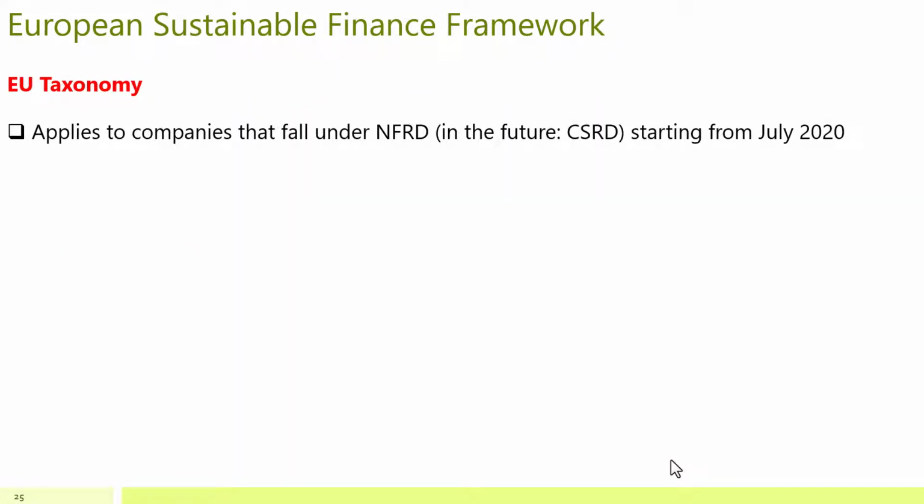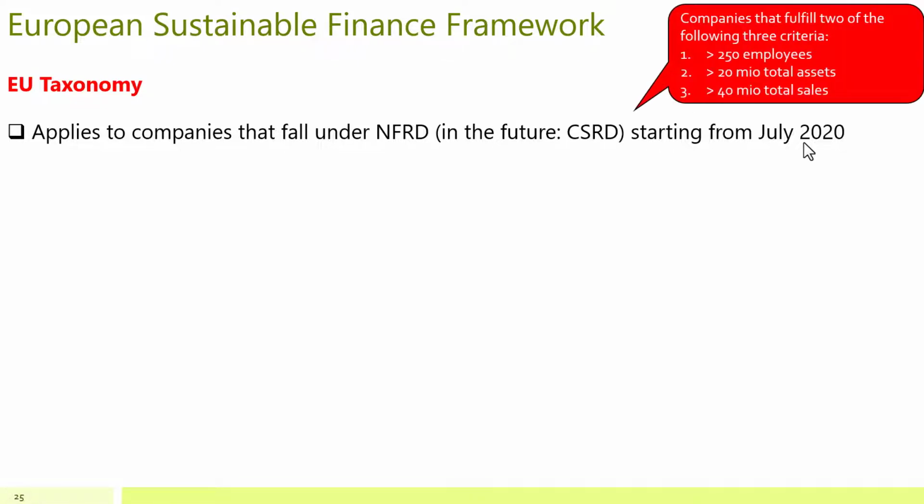Okay, so to which companies does this taxonomy apply? Well, it applies to all companies that fall under this NFRD. Just remember that's the directive that will be changed and adjusted by the CSRD. And these rules already started from July 2020. And here are the criteria again for CSRD.